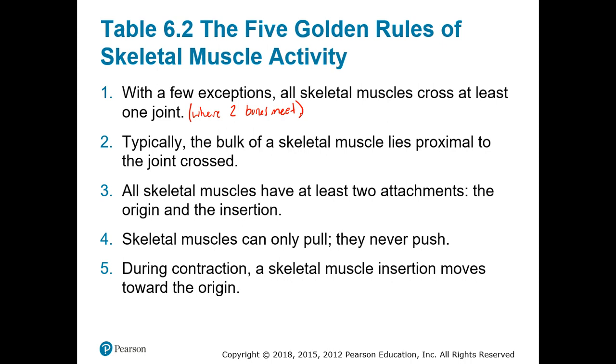Rule number 2, typically the bulk of the muscle is going to lie proximal to the joint that is being crossed. So again, proximal means closer to the point of attachment. And again, the bulk of the muscle, the big chunk of that muscle that's going to do a lot of the work, is going to be closer to the point where that limb attaches.